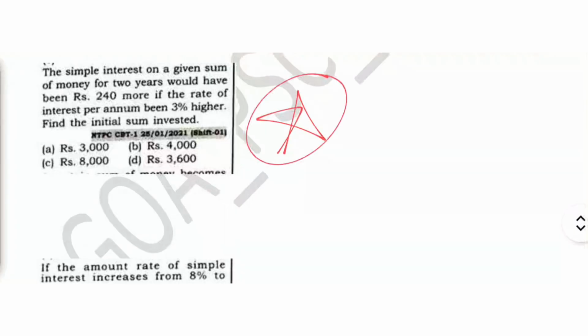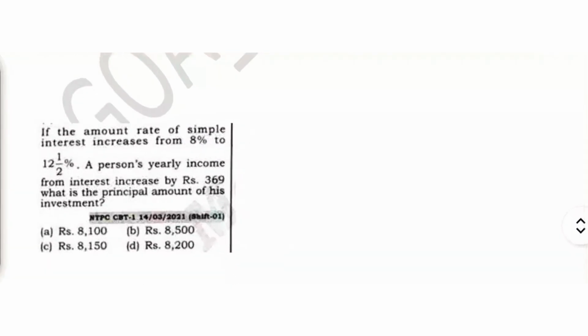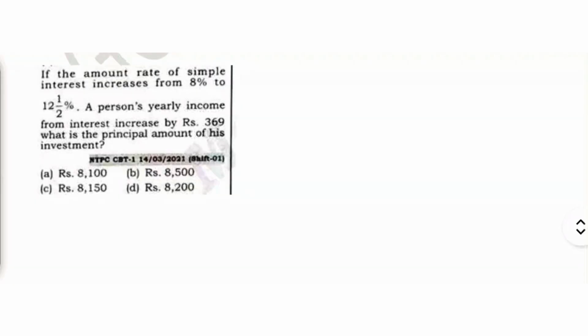This is for homework because I had shown you a similar one in the previous sum. So please do it by yourself. If the rate of simple interest increases from 8% to 12.5%, a person's yearly income from interest increases by rupees 369.